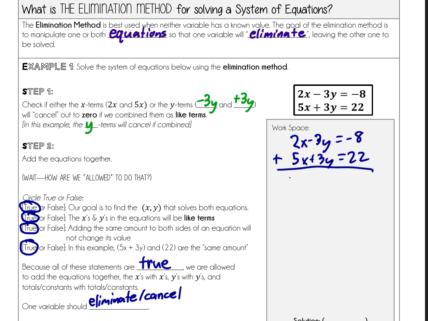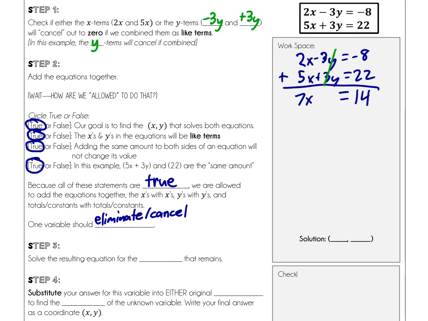2x plus 5x is 7x, and negative 3y plus positive 3y cancels out, giving us 0. And then we have negative 8 plus 22 is 14. Now let's move on to step 3 and solve the resulting equation for the variable that remains. Divide both sides by 7 and you get x equals 2. Step 4 is to substitute your answer for this variable into either original equation to find the value of the unknown variable. Make sure to write your final answer as a coordinate point x, y.